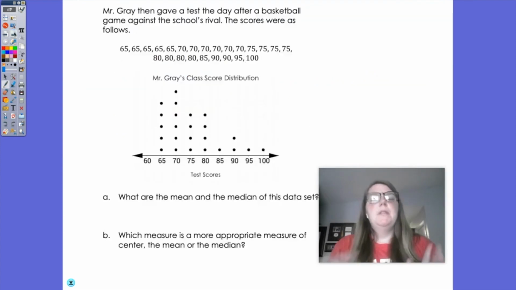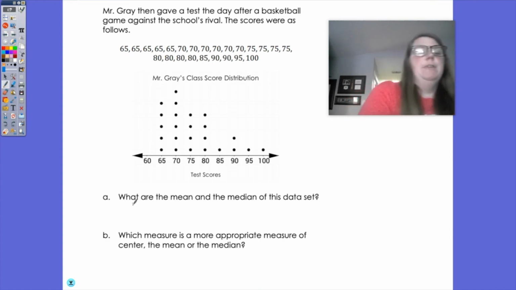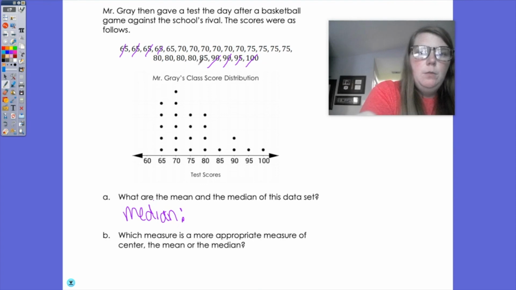Okay, so then Mr. Gray gave a test after the basketball game against the school's rivals. The scores were as follows, and here's the dot plot of those scores. What are the mean and median of this data? Let's do the median first, just because that's a little bit easier to follow. 75 would be our median.